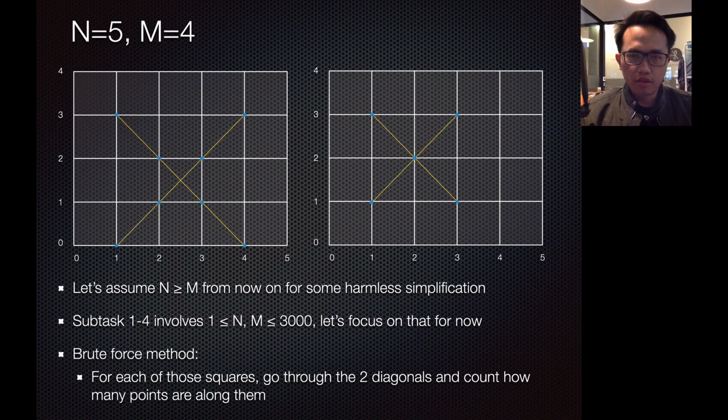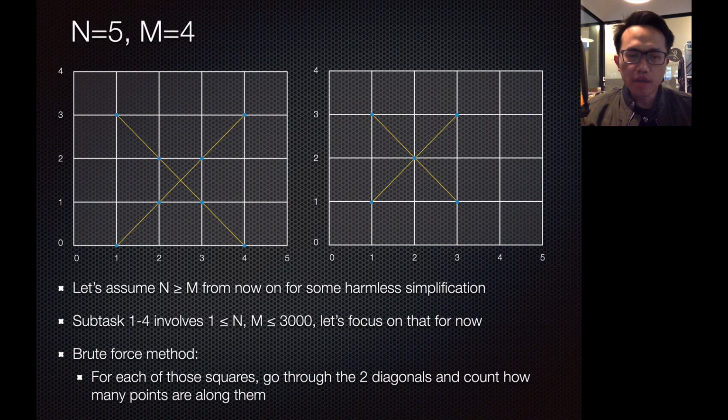To help us visualize, let's have a concrete example to consider. We're going to choose a 5 by 4 Cartesian grid here. N is 5, M is 4. We're still going to assume n is larger than or equal to m from now on. It's really a harmless simplification here.